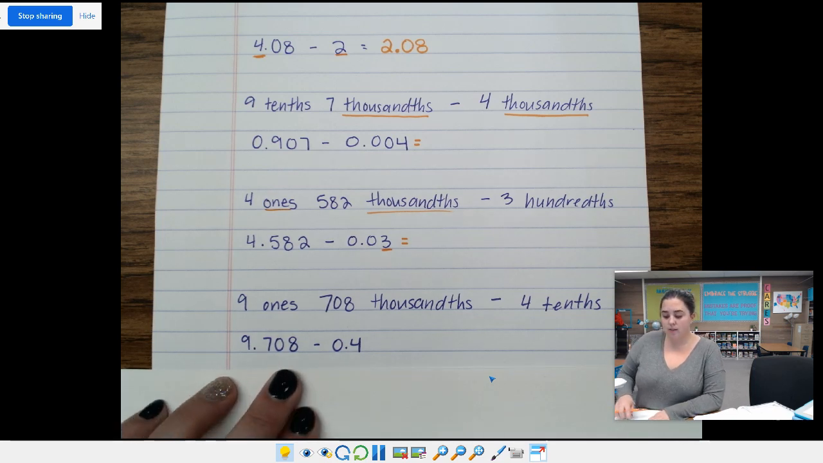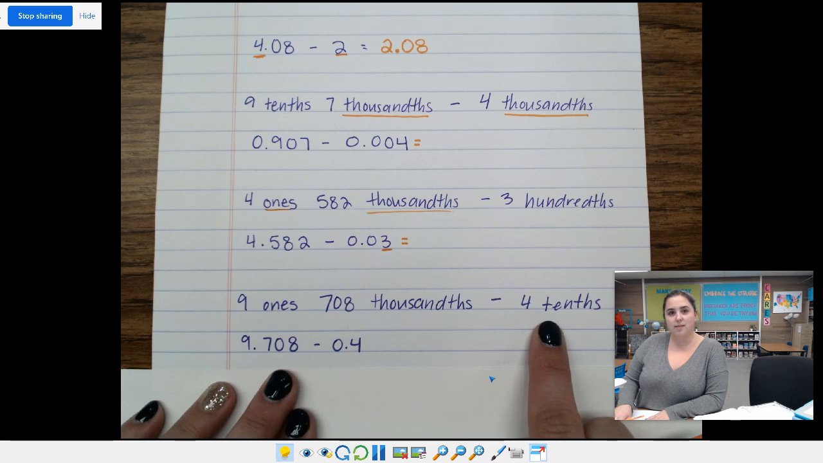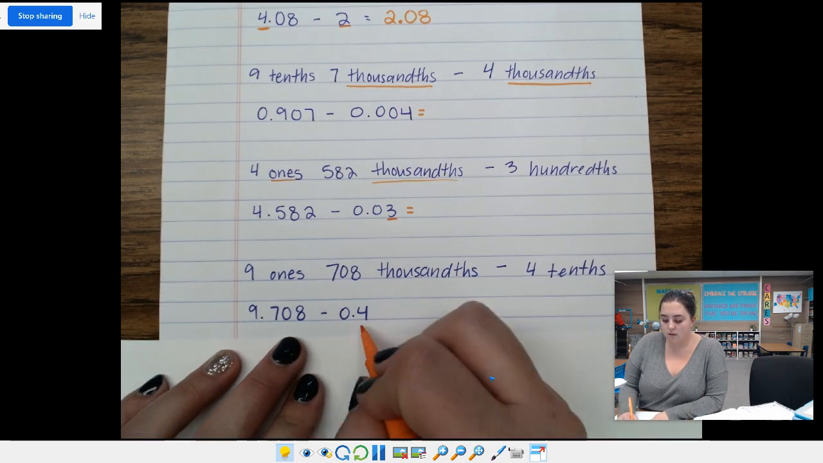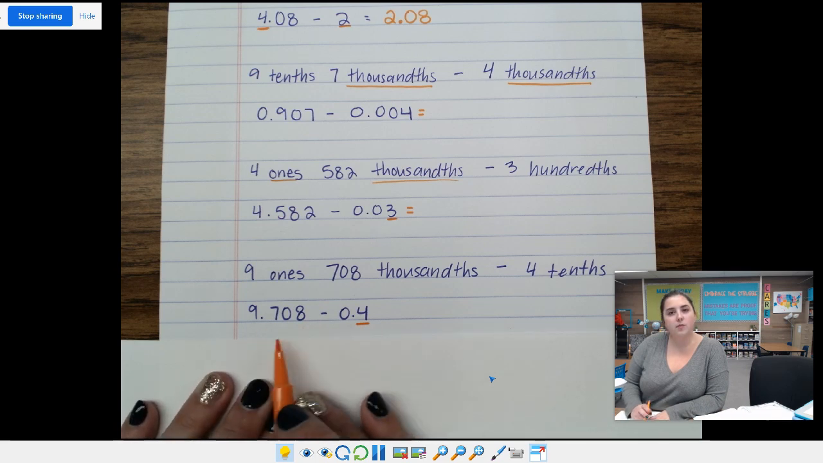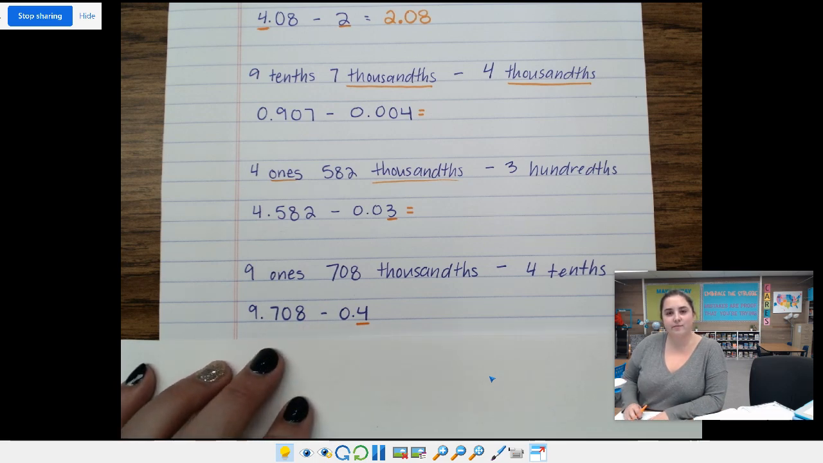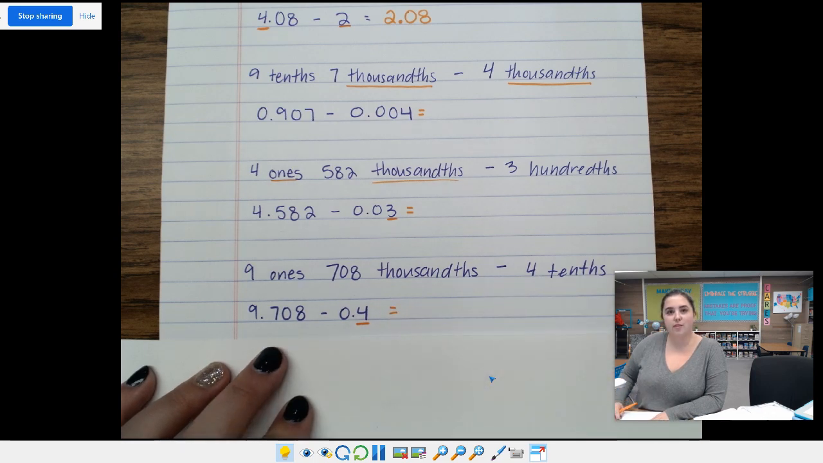9 ones, 708 thousandths, and we're going to take away 4 tenths. If we're taking away 4 tenths, what number is in the tenths place? Take away 4 of them and write it on your whiteboard.